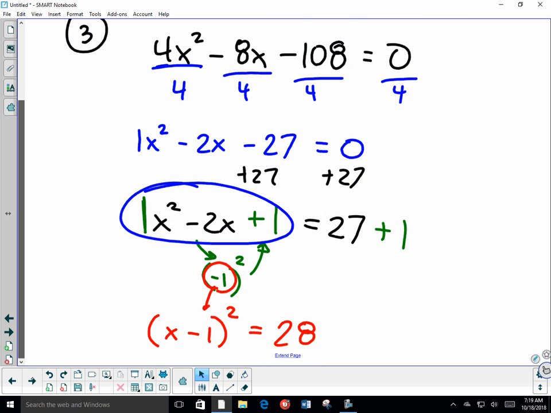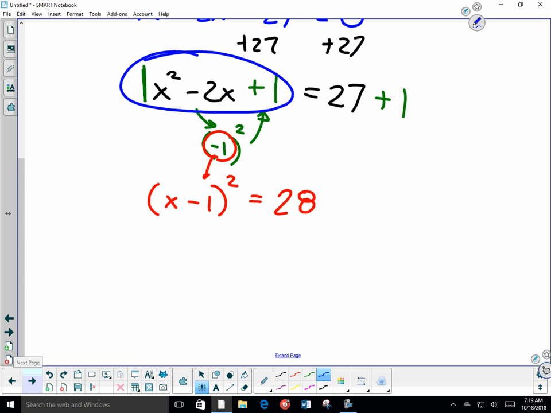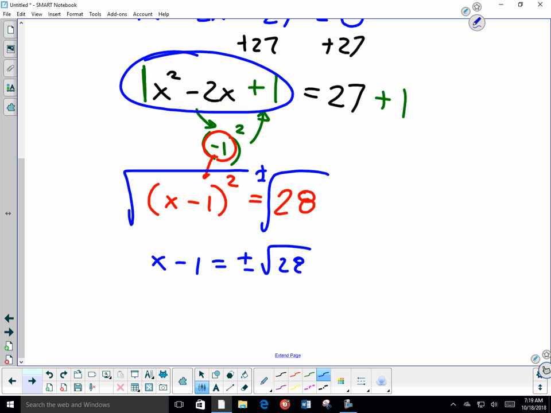So in this case, we need to do the same thing. We're going to take the square root of both sides. Don't forget the plus or minus. So I'm going to have x minus 1 equaling plus or minus the square root of 28.